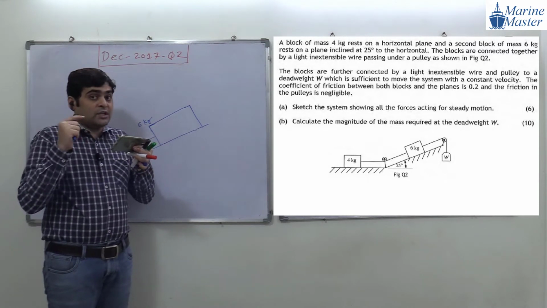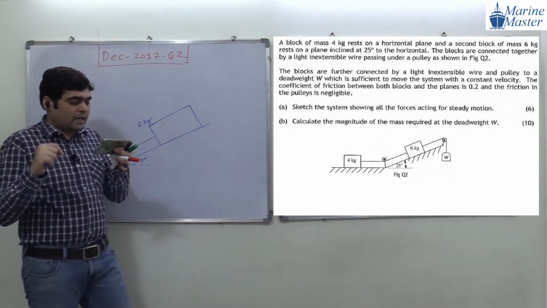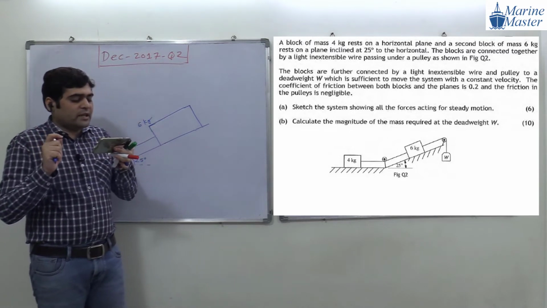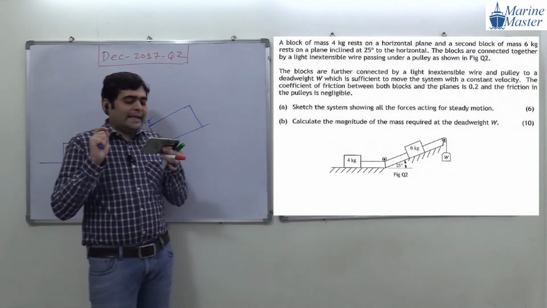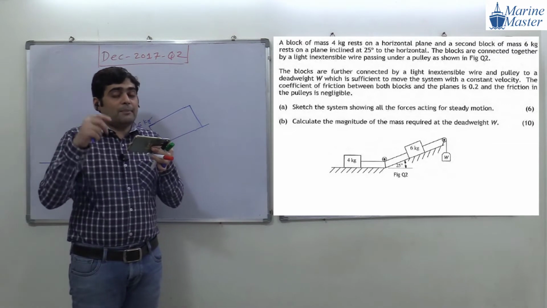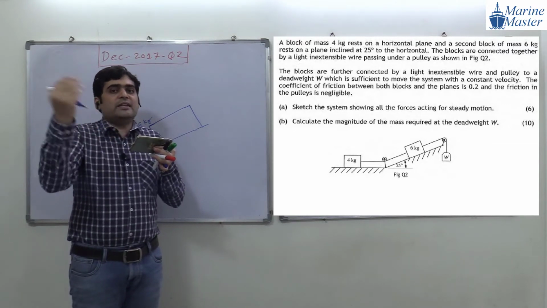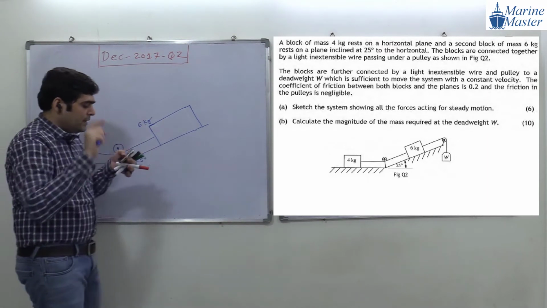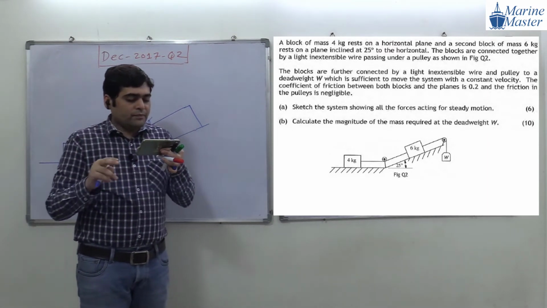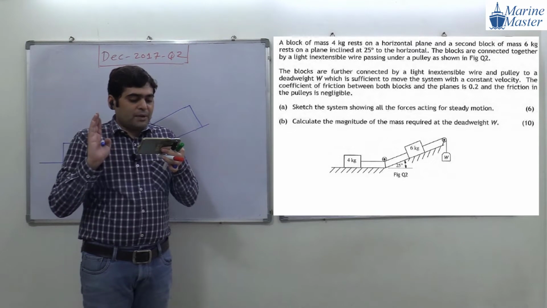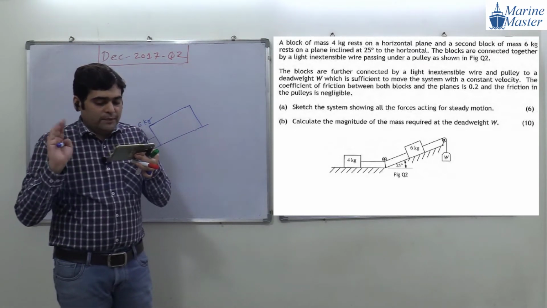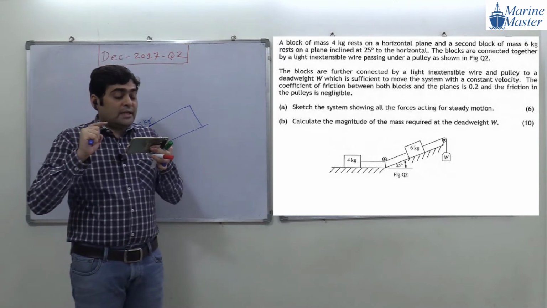Now the next paragraph, guys. I am going to read the next paragraph. What are they saying in the next paragraph? The blocks are further connected by a light inextensible wire. So there is another wire. This is one wire, a single wire, and there is another wire. The blocks are further connected by a light inextensible wire and a pulley to a dead weight W.